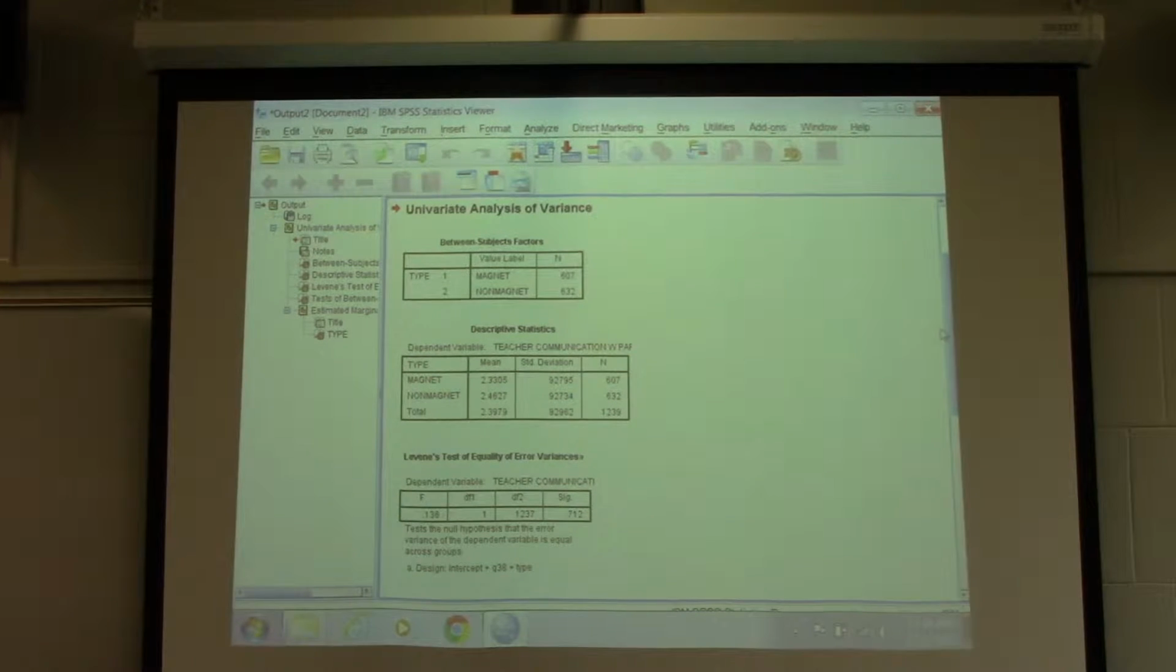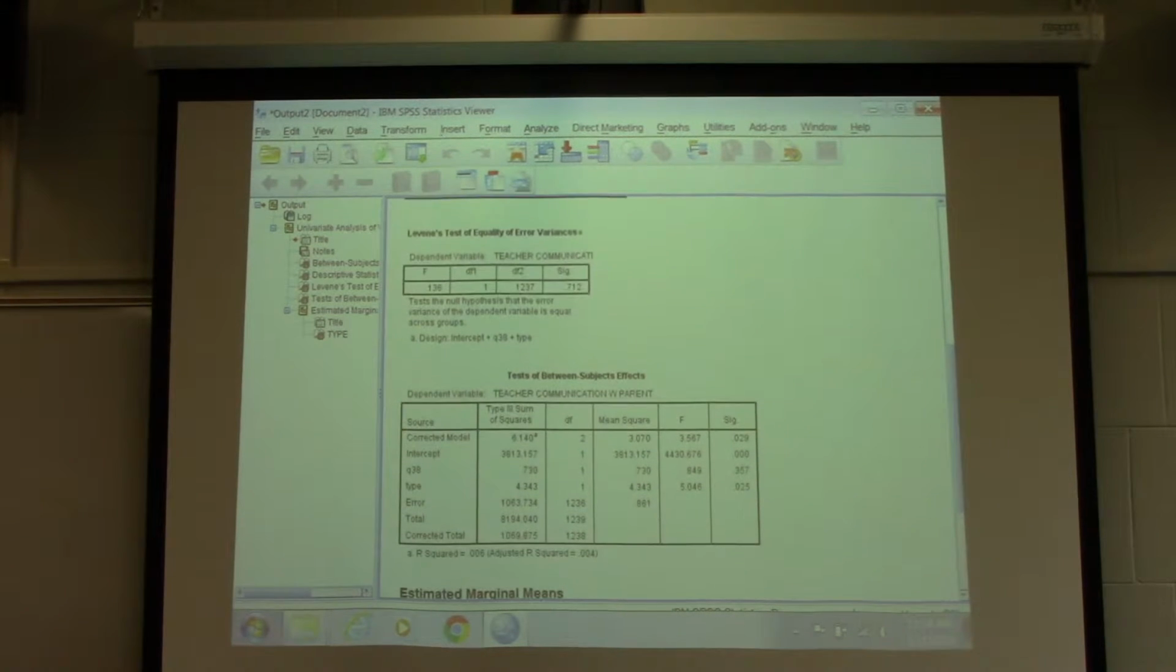The next table tells me, do I have equality of variance or homogeneity of variance between my two groups? The null is I do. I don't reject that, so I can assume equal variance because my significance is not less than 0.05. In other words, move forward with the test. It's a valid one.